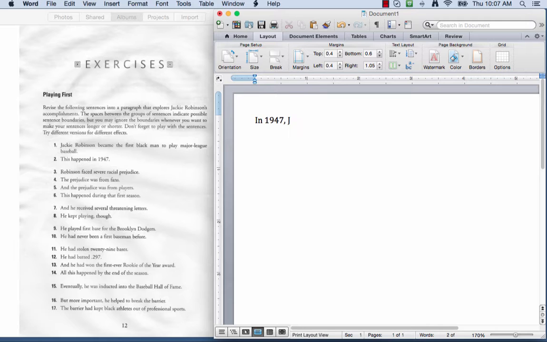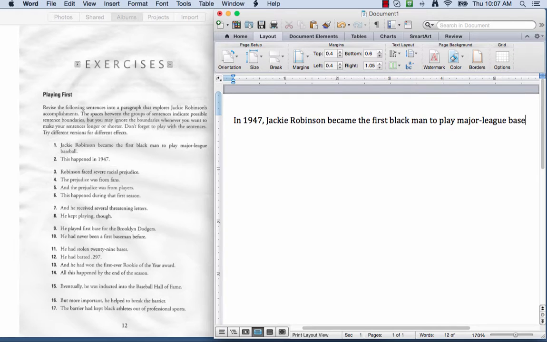So if you put something before the main sentence, which is, here's the main sentence, so what we have is our sentence: In 1947, comma, Jackie Robinson became the first black man to play Major League Baseball. And you can't see the period, but I put it there.